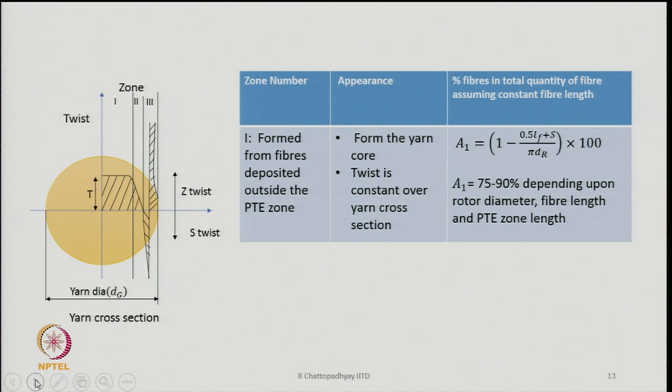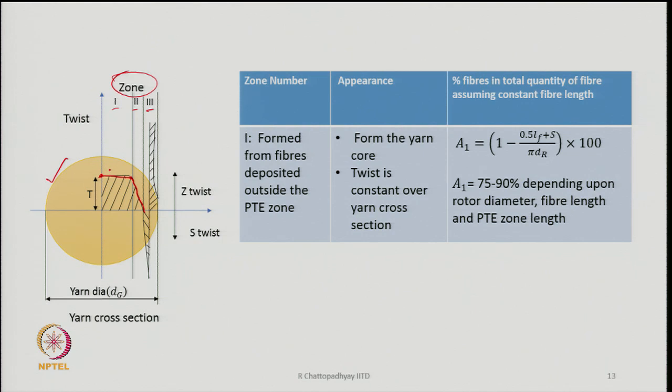Now, in this diagram, we are trying to show the yarn cross section, how the twist is going to vary across the cross section of the yarn. So, this is the yarn cross section, and the cross section has been divided into 3 zones, zone 1, zone 2 and zone 3, and the twist variation is shown. So, what we see here at the core, this is the level of twist. This twist goes like this, and in zone 2 the twist is declining.